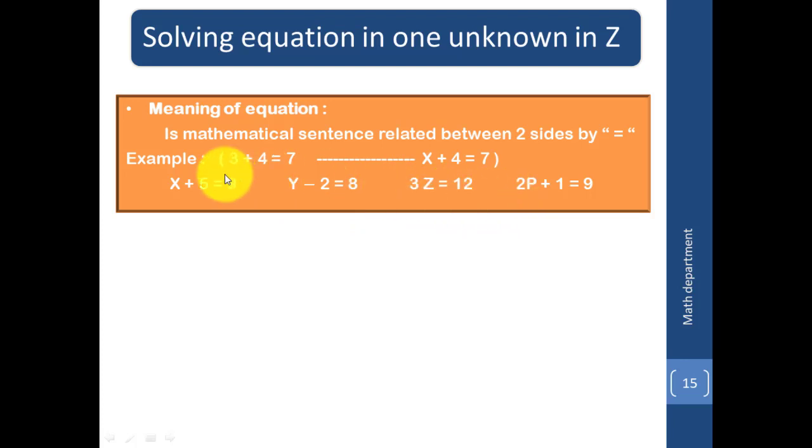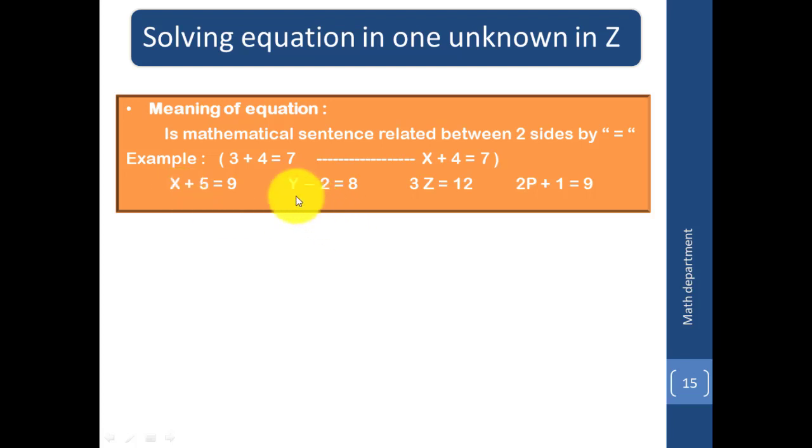Okay. Now we have some examples of equations. When we say x plus 5 equal 9, y minus 2 equal 8, 3z equal 12, 2p plus 1 equal 9. Each variable has a value. X here equals what? Yes, 4 plus 5 equal 9, so x equals 4.